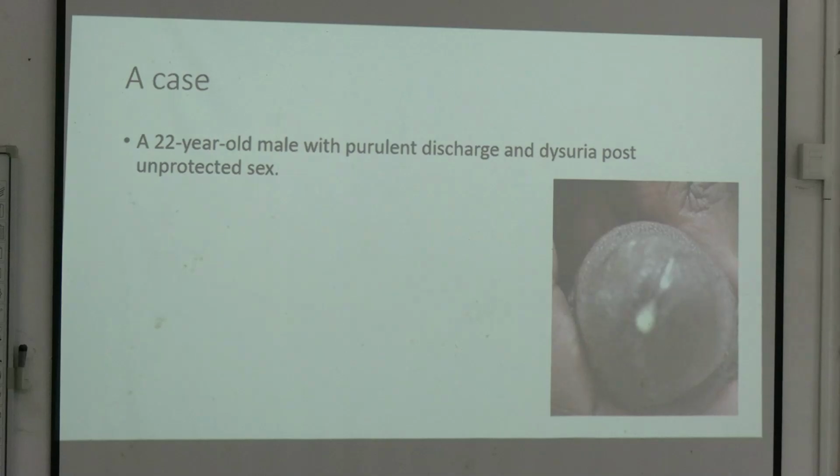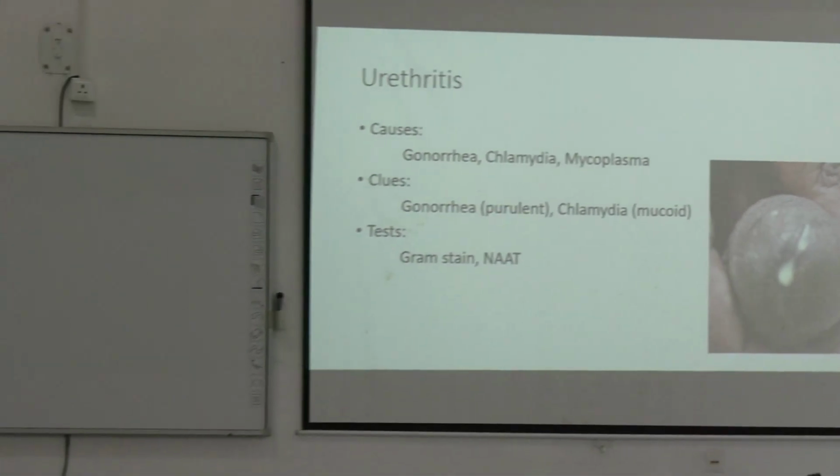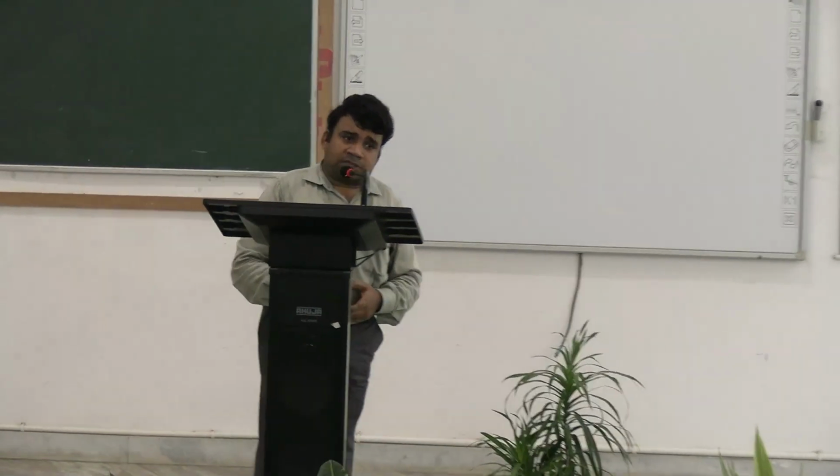A 22-year-old male presented with a purulent discharge and dysuria after a history of unprotected sex. On examination we can find pus at the tip of the urethra. What is this? The syndrome would be urethral discharge. Okay. So urethral discharge can be caused by Neisseria gonorrhoeae or chlamydia or mycoplasma. A probable indication is that in gonorrhea, the discharge is more purulent. In case of chlamydia or mycoplasma, the discharge will be more serous.